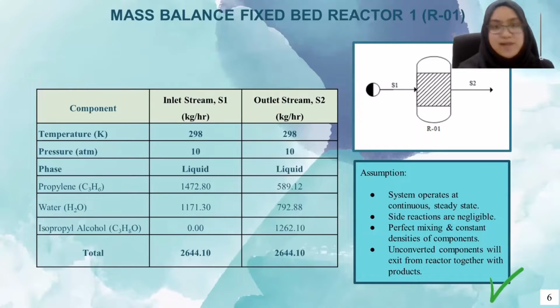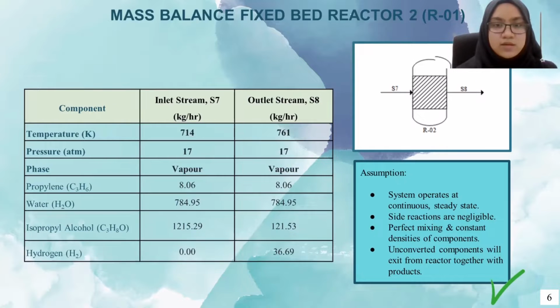Next, we'll look at the mass balance for a fixed bed reactor. In fixed bed reactor 1, the assumptions are that the system operates at continuous steady state, side reactions are negligible, perfect mixing and constant densities of components are expected, and the unconverted components will exit from the reactor together with the products. Next, for fixed bed reactor 2, the assumptions are the same.